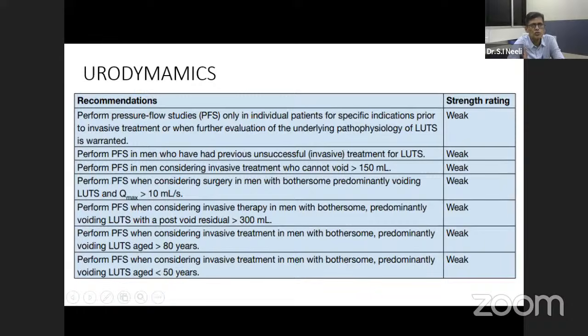So the EAU recommends doing urodynamics in patients for whom a prior invasive treatment has failed, or in patients who have had unsuccessful treatment for LUTS earlier. It is also indicated in patients who cannot void more than 150 ml, or a patient who has severely bothersome symptoms in spite of having a Qmax more than 10 ml per second. It's also indicated in patients in whom invasive therapy has been planned and who have a post-void residue of more than 300 ml. It is also indicated in extremes of age, that is, patients who are more than 80 years and who are less than 50 years, and on whom we are planning invasive treatment.